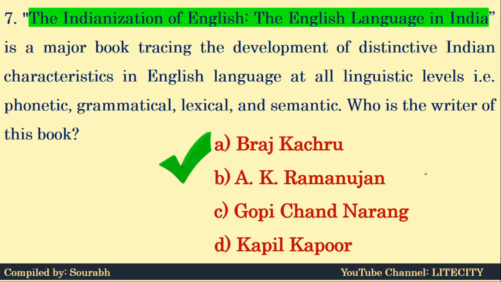Gopichand Narang sir, he is an Indian theorist, literary critic. He writes in Urdu and English. And Kapil Kapoor, he is editor-in-chief of Encyclopedia of Hinduism, English in India. Such are the names of books which are basically credited to his name.